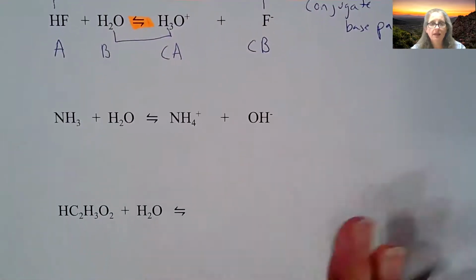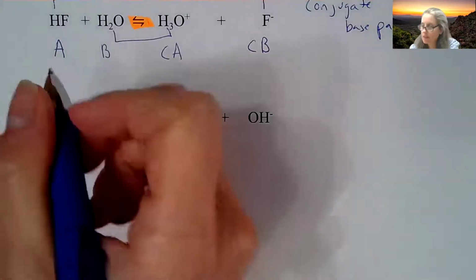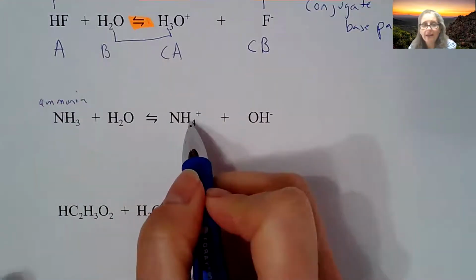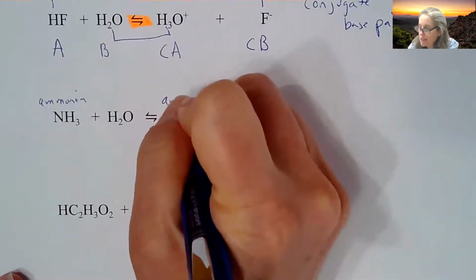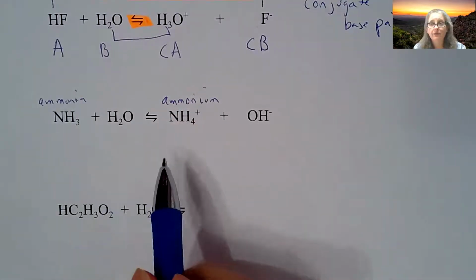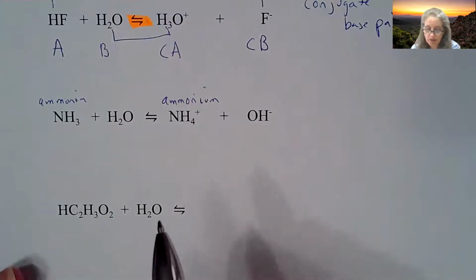Okay, so the second example I have on your notes is ammonia. Okay, so this is ammonia, and NH4+ is ammonium. And these two always get confused in this particular chapter. So that's why you need to pay attention to that.